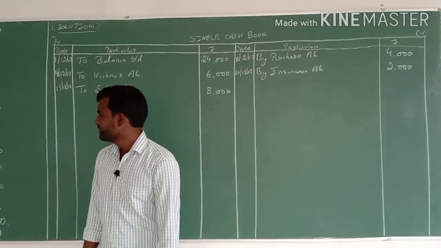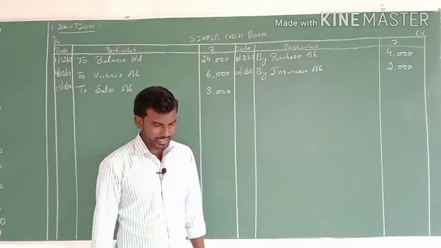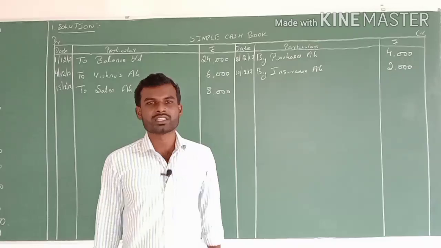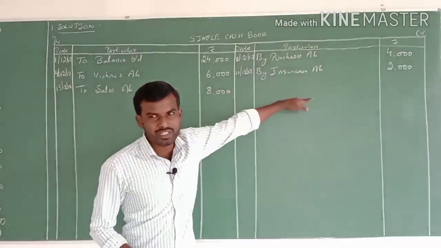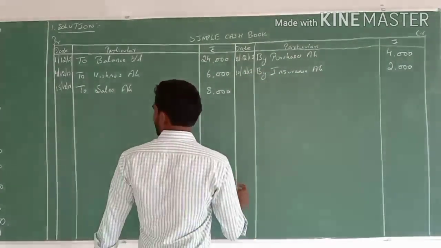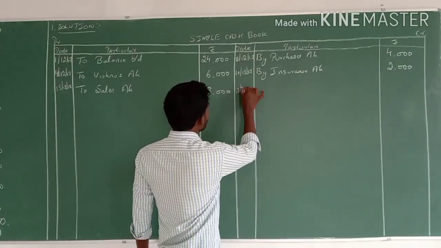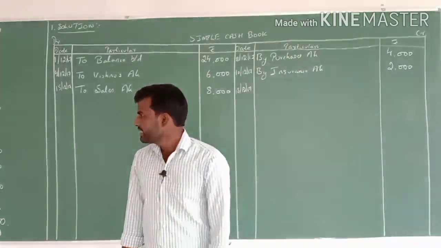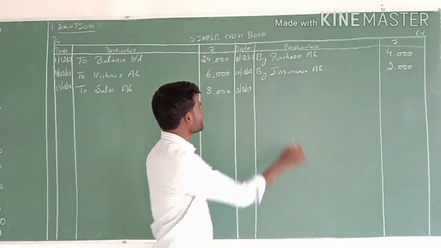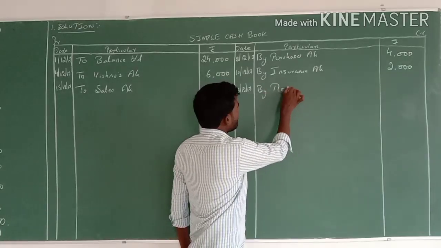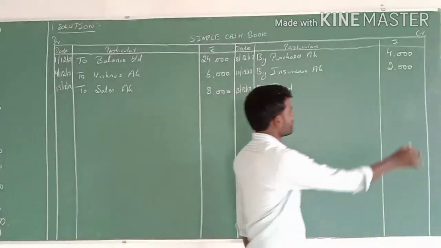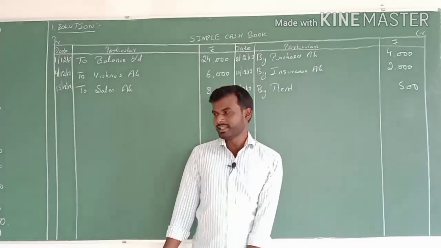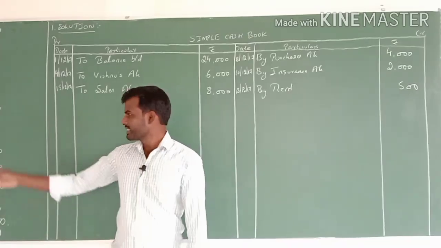So coming to the next point, what is the next date? December 18th, they have given paid rent rupees 500. When we are paying the rent, what happens? Our cash balance decreases. When it decreases, it should be recorded under which side? Credit side. On which date? On 18th of December 2017. We are paying the rent, so the cash balance decreases. How much is the amount we have paid there? 500.